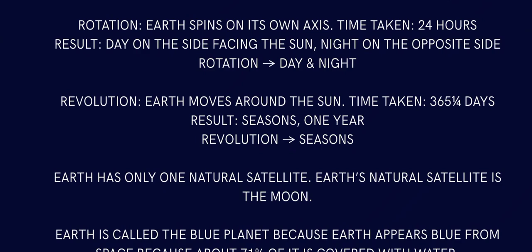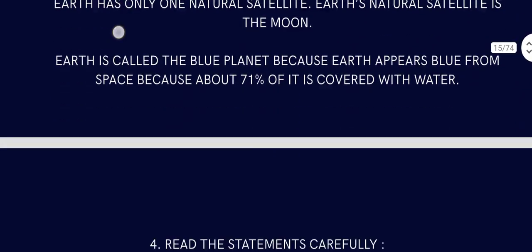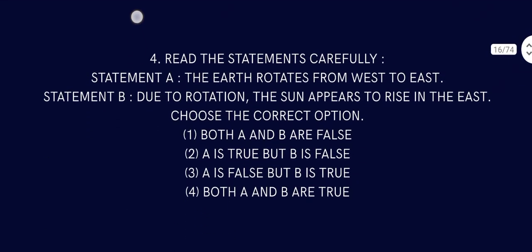Earth has only one natural satellite. The Earth's satellite is called the Moon. As you know, Earth is called the blue planet because Earth appears blue from space, because about 71% of it is covered with water. Let's move on to question number 4.